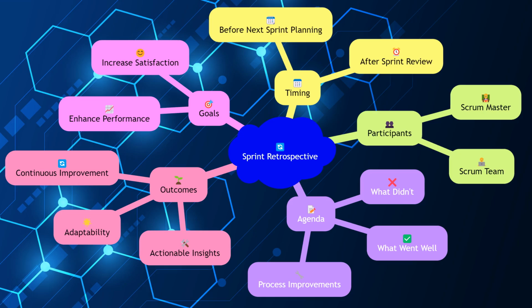The sprint retrospective is an opportunity for the Scrum team to inspect itself and create a plan for improvements to be enacted during the next sprint. It occurs after the sprint review and before the next sprint planning.